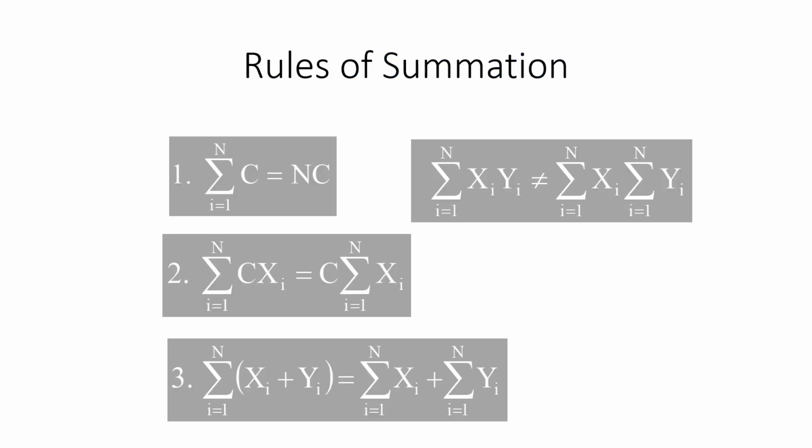So that leads us to some of the rules of summation. First off, the sum of a constant is just equal to the number times the constant. I'll show you that in a minute and on the next slide. Next, the sum of a constant times x is equal to the sum of x times the constant. We'll look at that on the next slide. Then the sum of x plus y is equal to the sum of x plus the sum of y. And finally, the sum of x times y is not equal to the sum of x times the sum of y. Let's look at those individually.